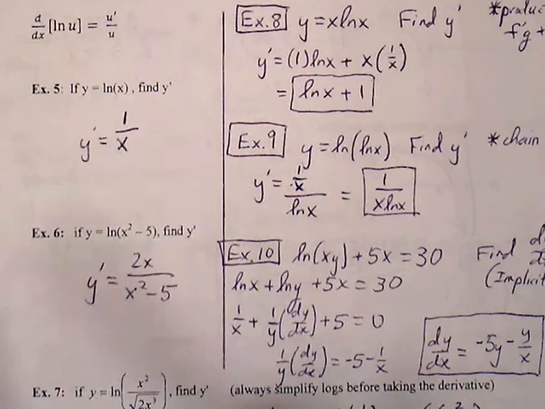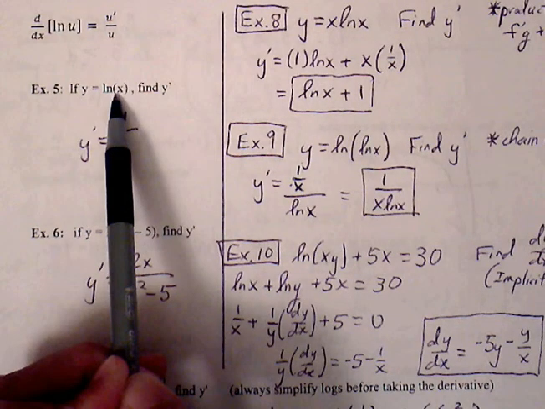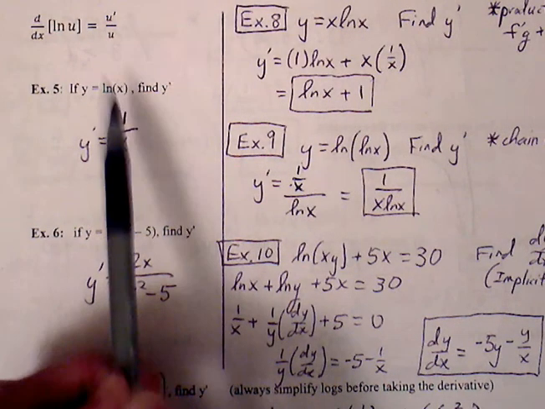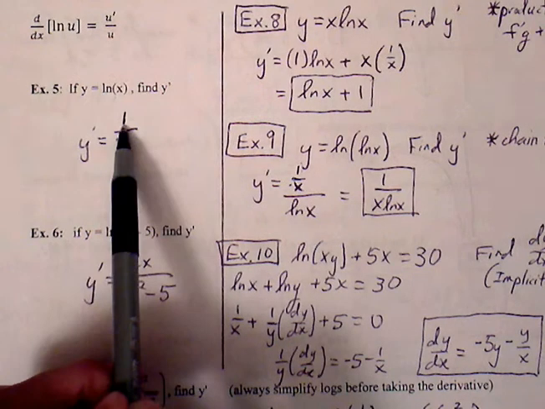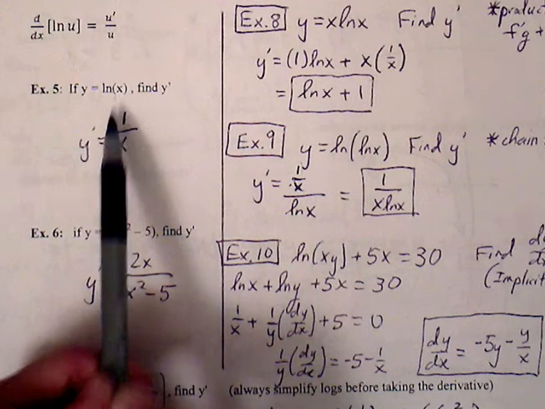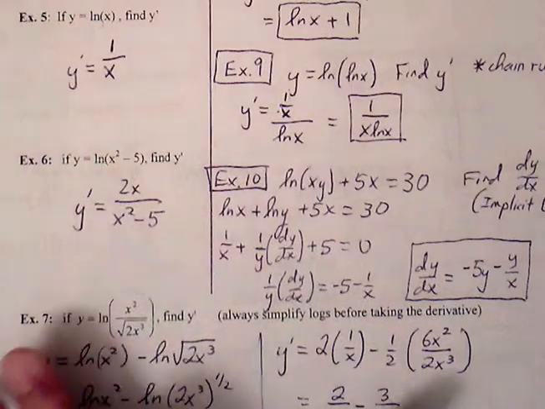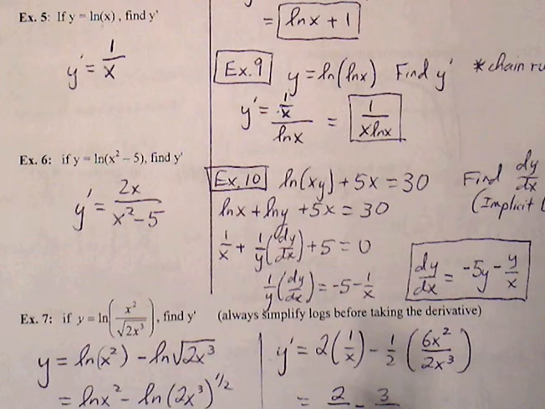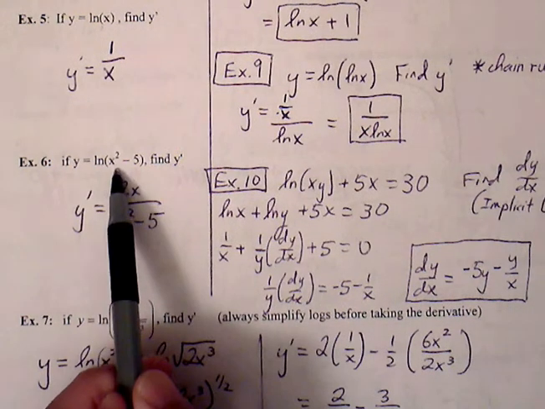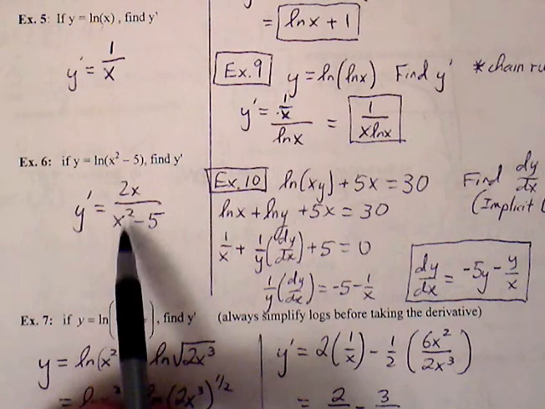So example 5, natural log of x, find y prime. So my u value is the x, so the derivative for x is simply, that's the u prime, 1, all over the original u value. The original u value is x, so 1 over x is our derivative. Example 6, y is equal to natural log of x squared minus 5. So to find y prime, we do u prime over u. So u prime of x squared minus 5 becomes 2x, all over u, which is x squared minus 5.